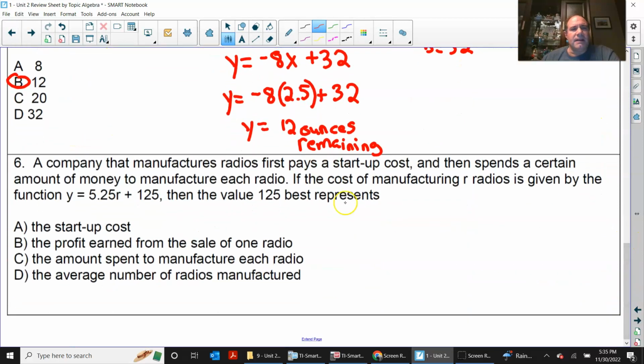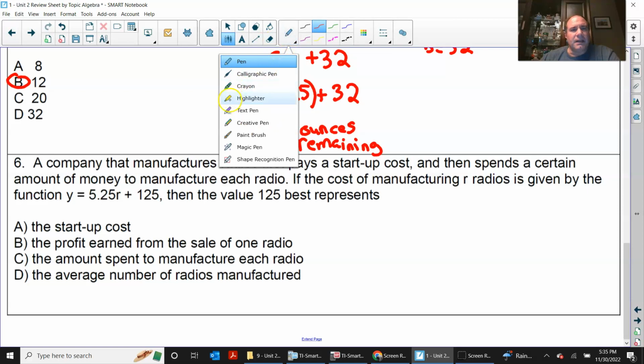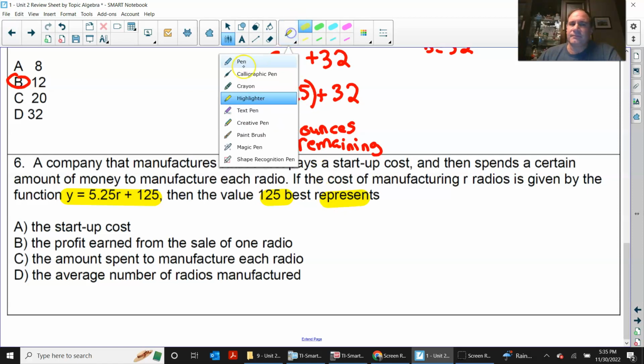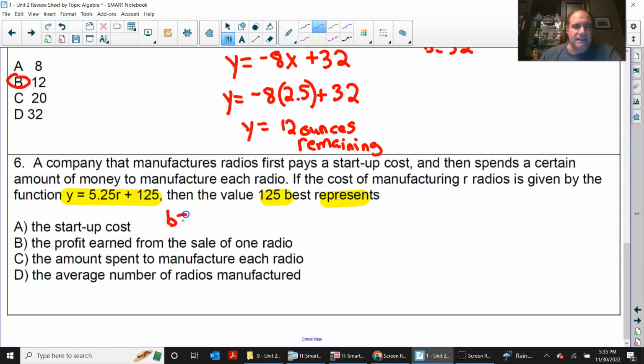All right, a company that manufactures radios first pays a startup cost and spends a certain amount of money to manufacture each radio. If the cost of manufacturing radios is given by this, what does 125 best represent? You know that the 125 is the b. So remember, the b is the initial value, the initial fee, the startup cost. It only happens once, that startup cost.